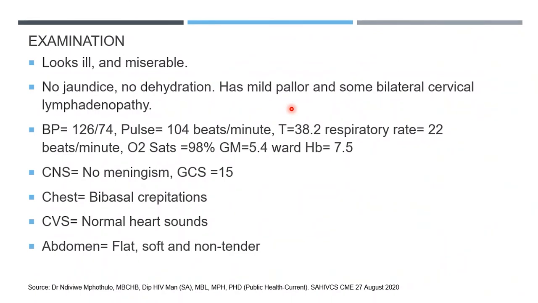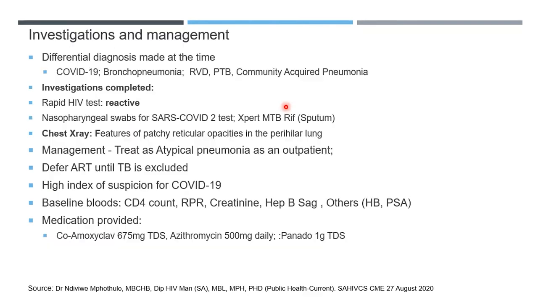They noticed a mild pallor, some bilateral cervical lymphadenopathy, normal blood pressure, slight tachycardia, slightly raised temperature, and a slightly raised respiratory rate. Saturations on room air were 98%, normal glucose, and he had a ward Hb that was 6.5. Nothing remarkable on the CNS, CVS or abdomen. They didn't mention whether they'd found any hepatosplenomegaly, but he did have bibasal crepitations on examination.